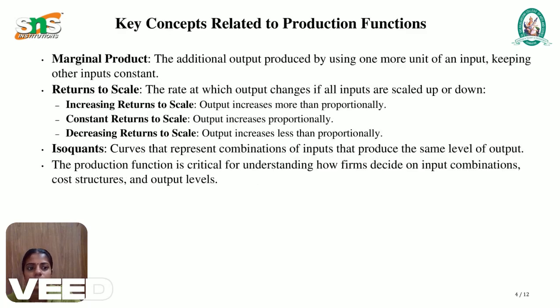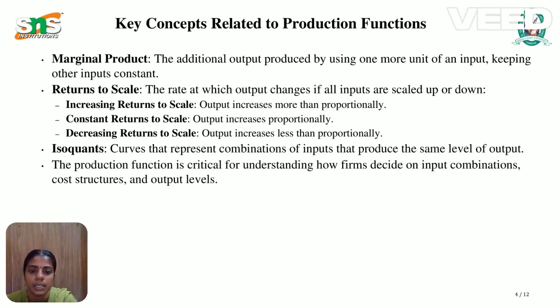Next, we are going to see about key concepts related to production functions. First one is marginal product: the additional output produced by using one more unit of an input, keeping other inputs constant. Next is returns to scale: the rate at which output changes if all inputs are scaled up or down. Increasing returns to scale means output increases more than proportionally.